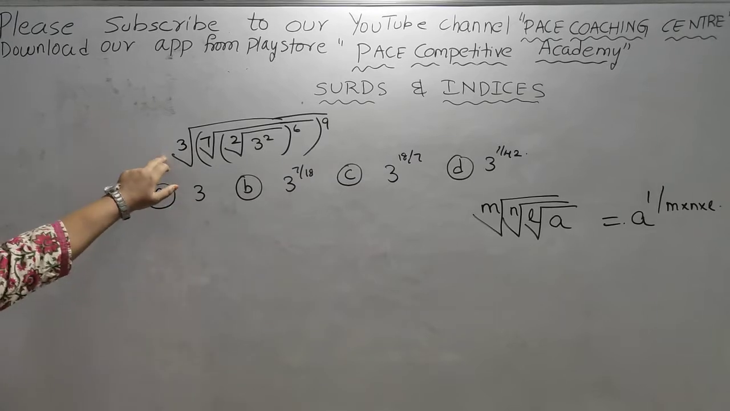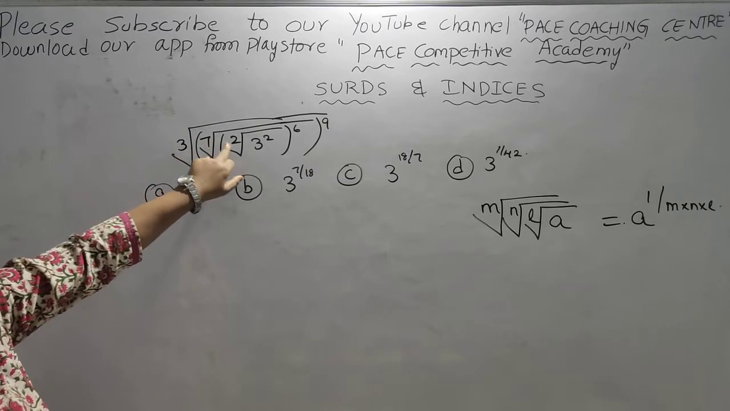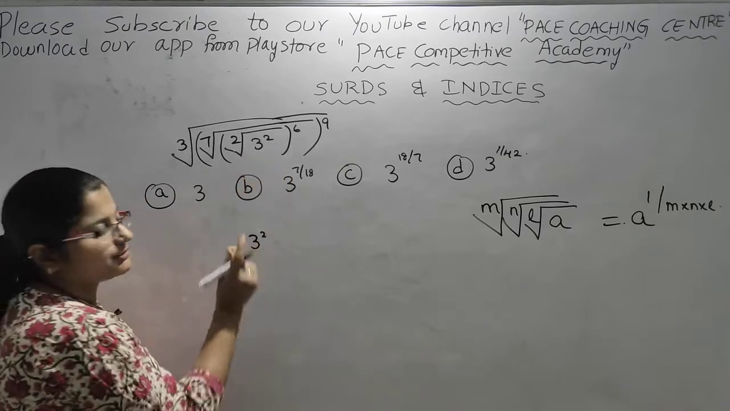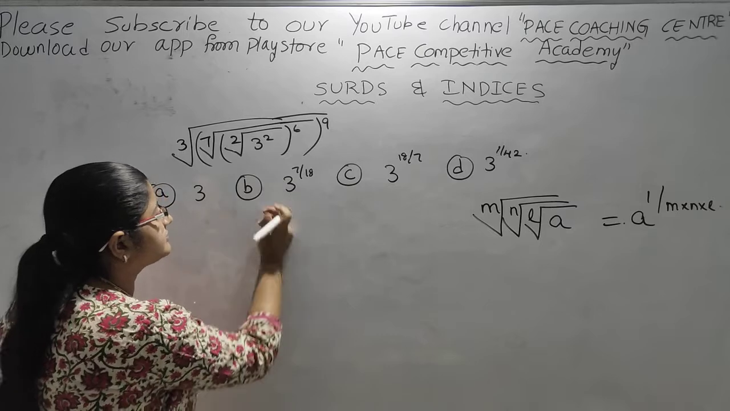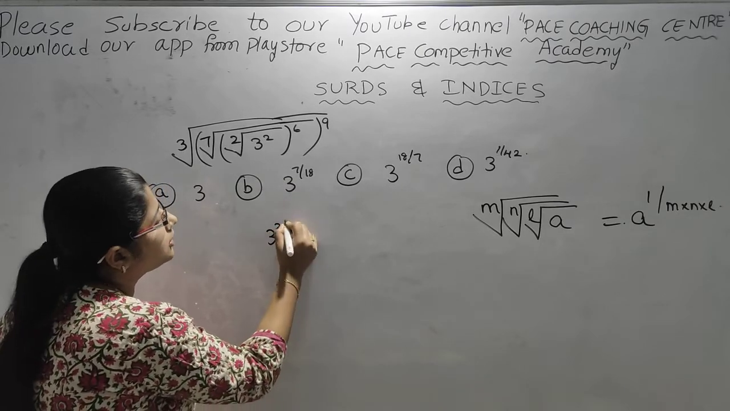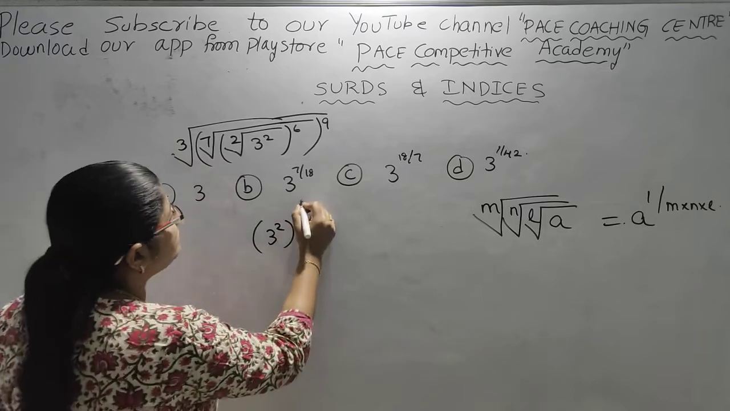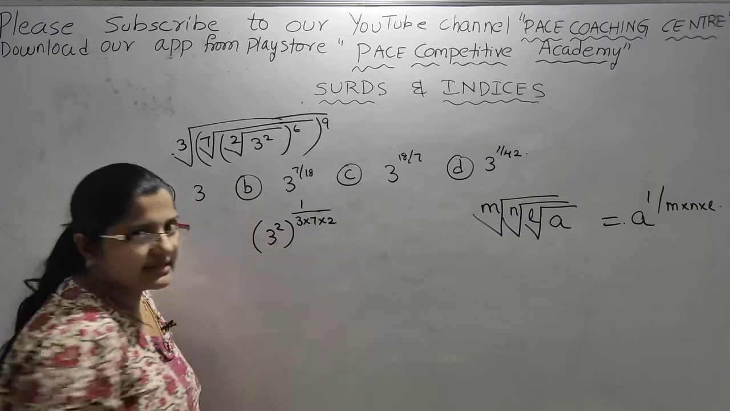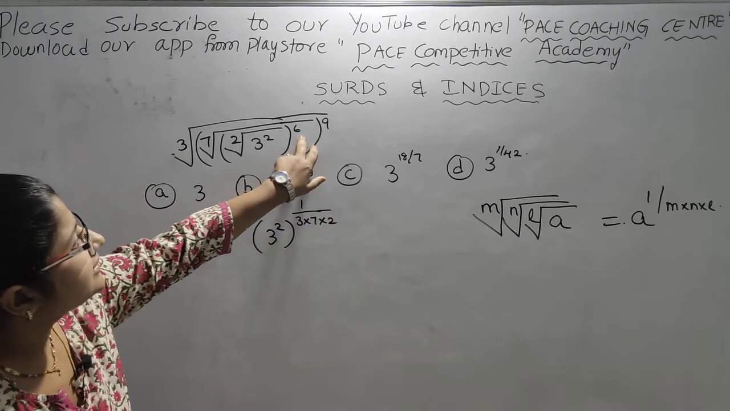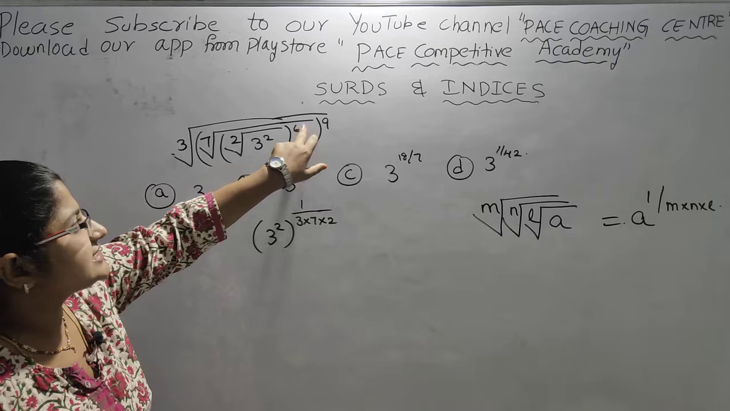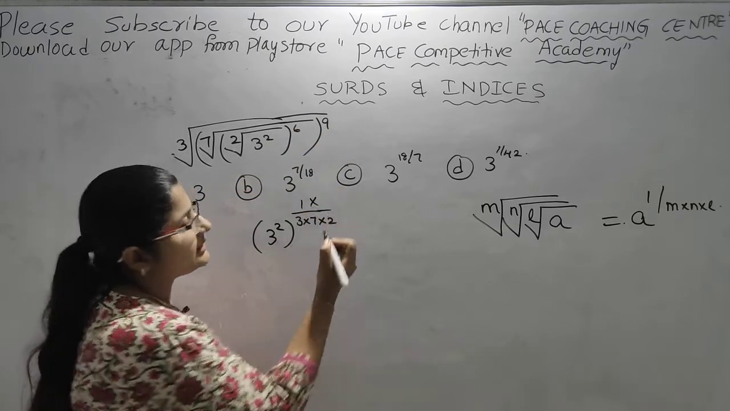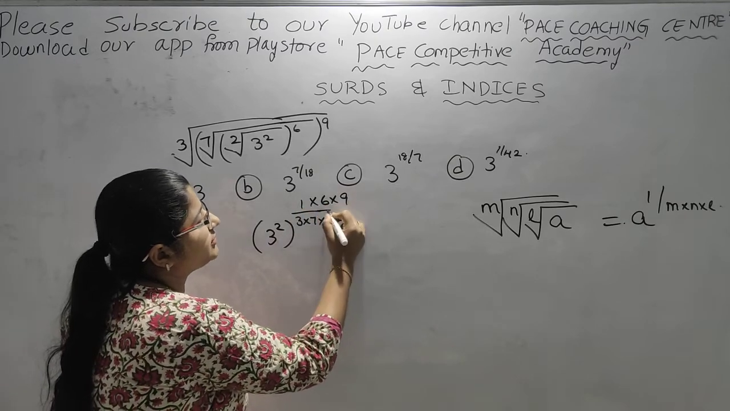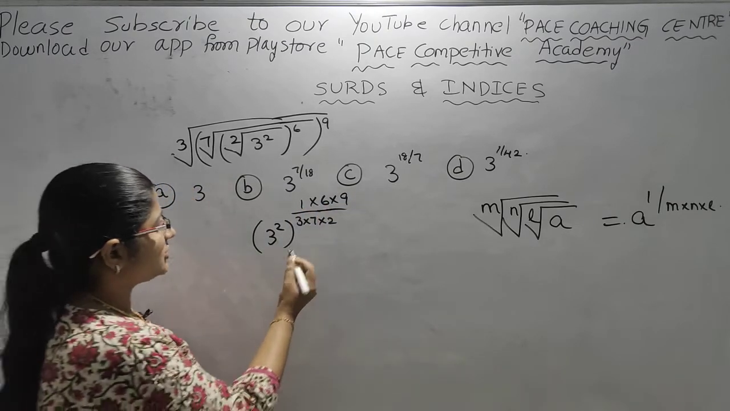In the same way, see here, the roots are 3, cube root, 7th root, second root, right? So 3 square is the inside number. Okay. 3 square whole power 1 by 3 into 7 into 2. These are the roots. Okay. Here, whatever power is present here, we need to multiply in the numerator part of the power, which is equal to 6 into 9. Okay. So let us solve this.